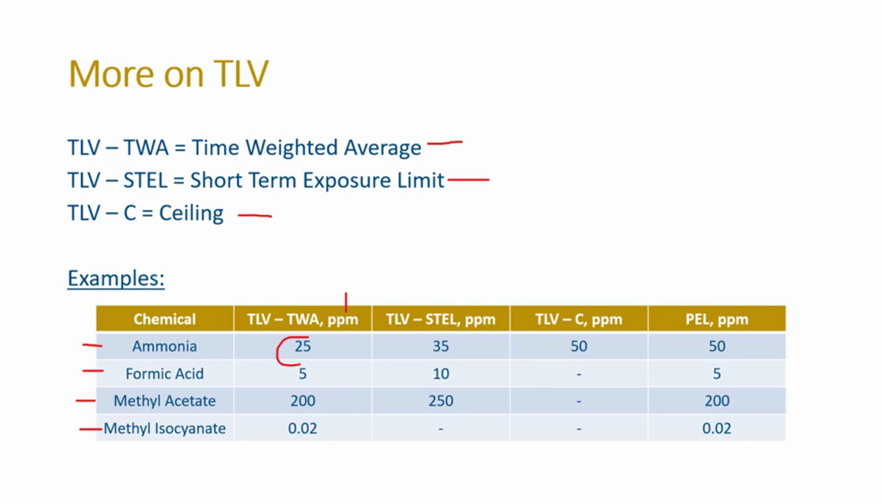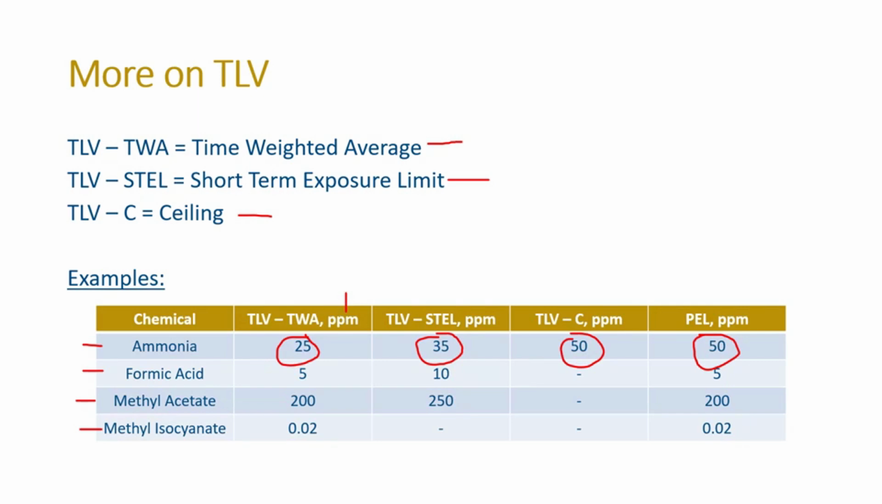The time-weighted average, this 8 hours a day, 40 hours a week exposure, that concentration is less than the short-term exposure limit. That's again for a short period of time, about 15 minutes, very few times a day with some time in between. And the ceiling is the concentration that should never be exceeded for the workers. We see the comparison here to the PEL, the permissible exposure limit, that does carry the weight of law. And in this case, the PEL for ammonia is equivalent to the TLV-C, or ceiling.